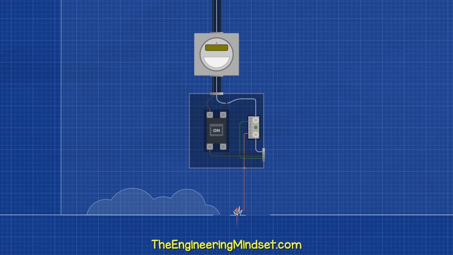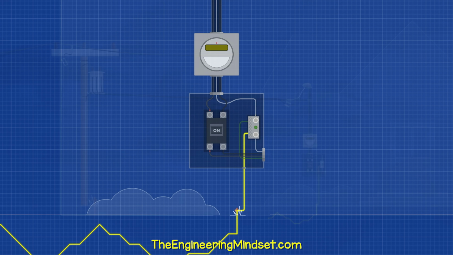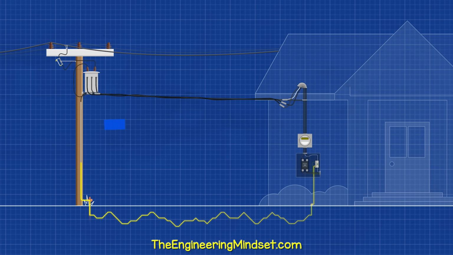You may have noticed that there is also a path current can take from the ground rod of the main disconnect to the ground rod of the transformer.